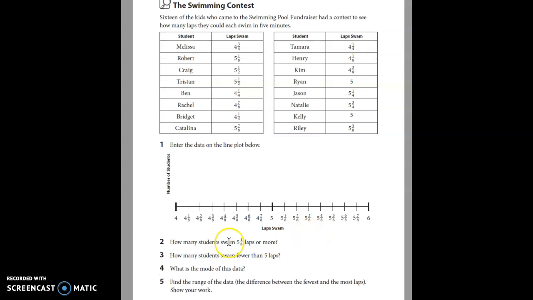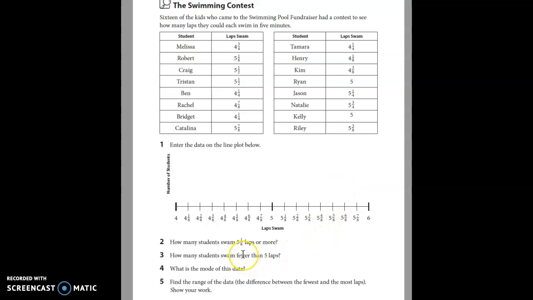Number 2, how many students swam 5 1/8 laps or more? So it would be 5 1/8 and up. Number 3, how many students swam fewer than 5 laps? So less than 5 laps. Sorry if you hear Finn barking. There are people outside and he's not happy.